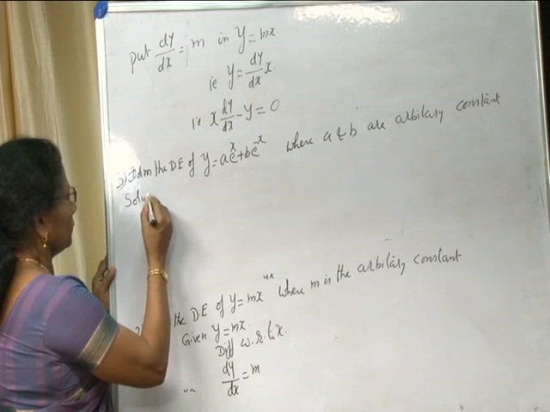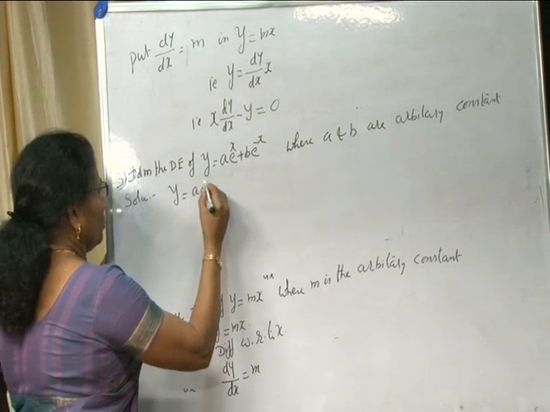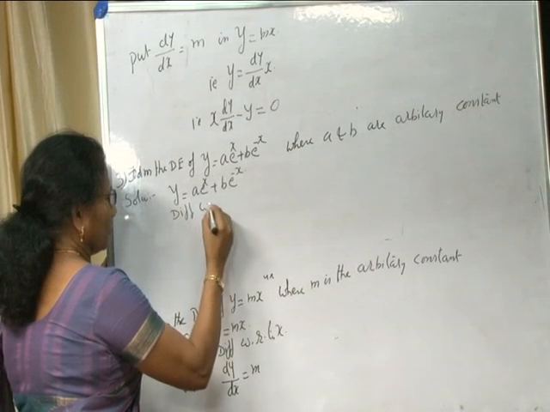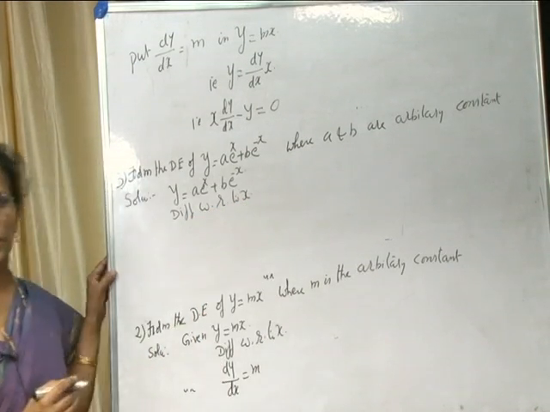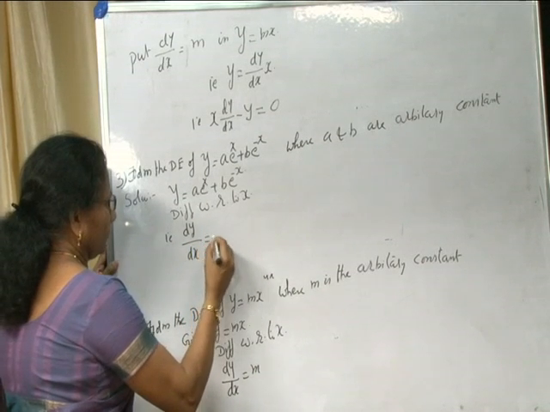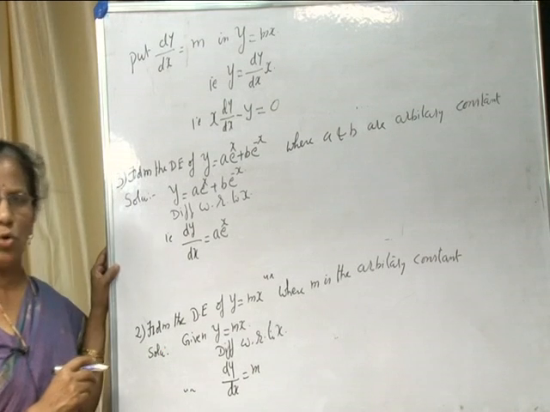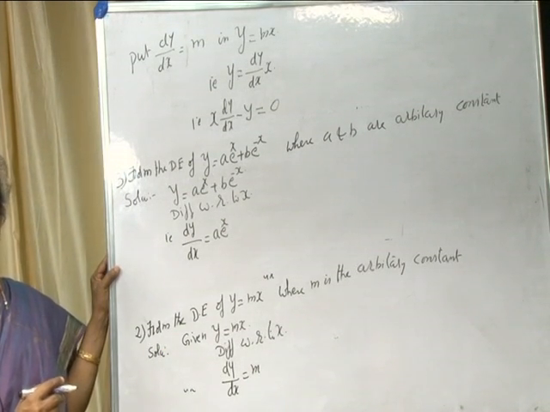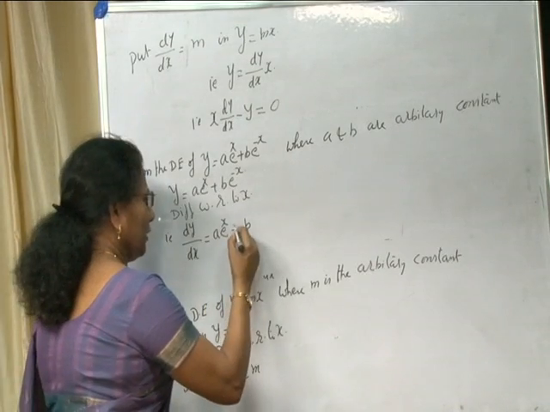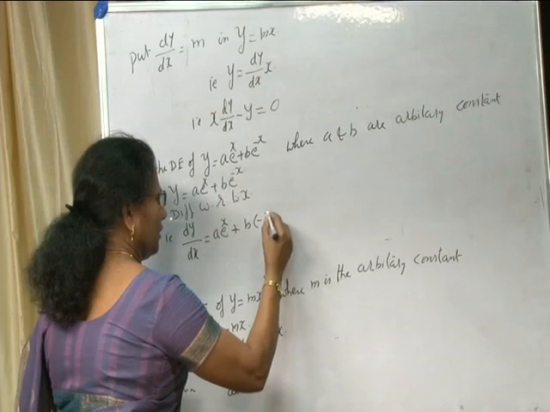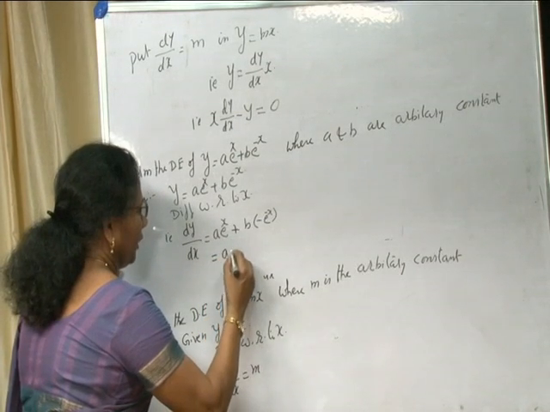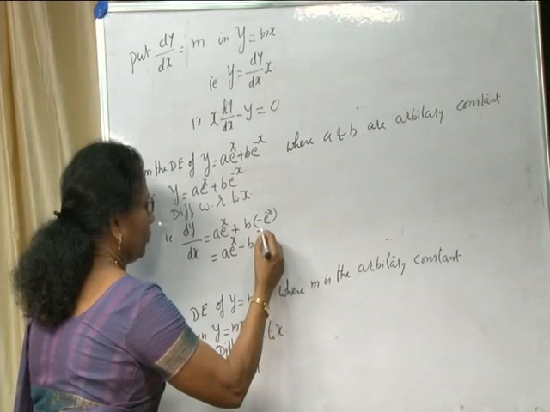Solution: y is equal to a into e to the power of x plus b into e to the power of minus x. Differentiate with respect to x. That is dy by dx is equal to a into e to the power of x. A is a coefficient, keep it as it is. The derivative of e to the power of x is e to the power of x. Minus b e to the power of minus x. Actually, we have to write plus b e to the power of minus x, and its derivative is this. So, directly we can write plus into minus, minus. So, this is equal to a into e to the power of x minus b into e to the power of minus x.